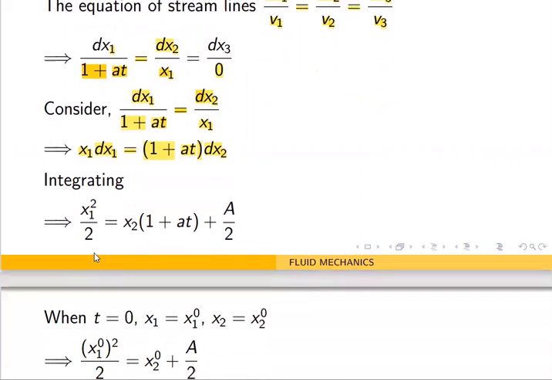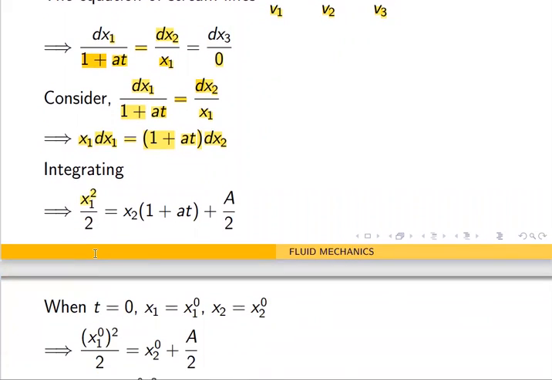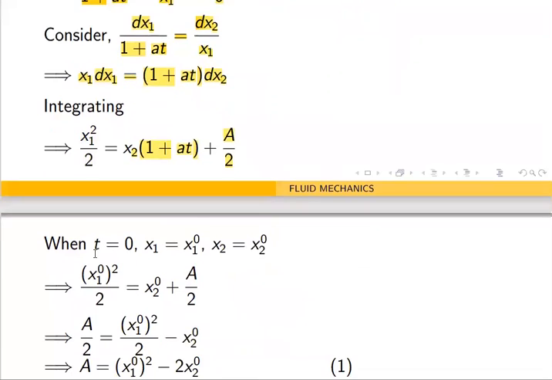Now integrate LHS with respect to x1, so x1 square by 2, and integrate RHS with respect to x2. So it is 1 plus at as it is, into x2 integration, x2 plus a constant, taken as a by 2 here, because we have 2 here. Now we have to find that constant.